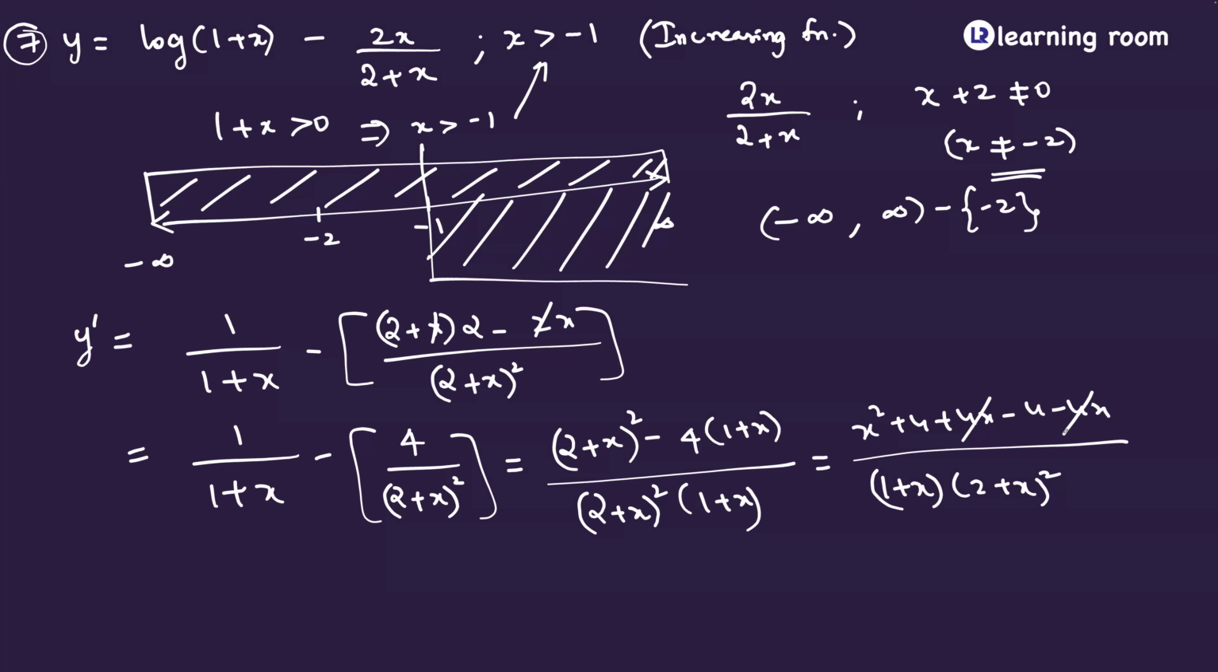Oh, sorry. I thought that I made a mistake. Okay, 4x and 4x are gone. 4 and 4 are gone. So this is going to be x square divided by 2 plus x the whole square into 1 plus x.